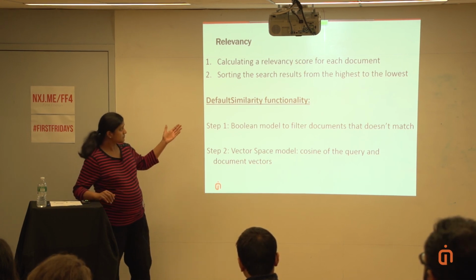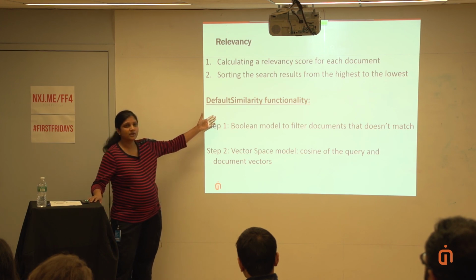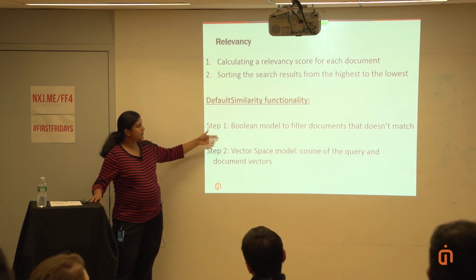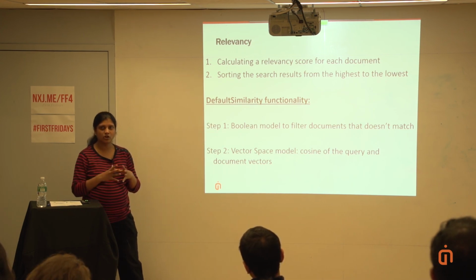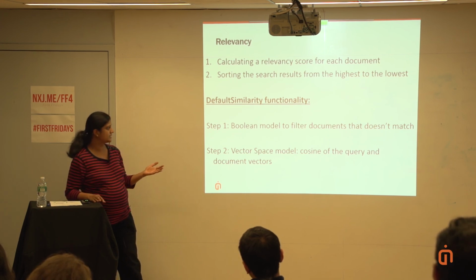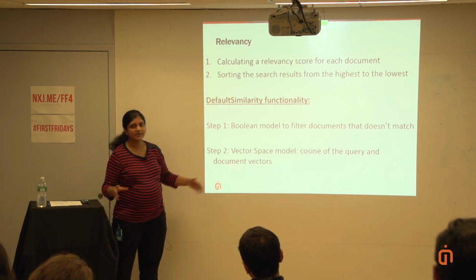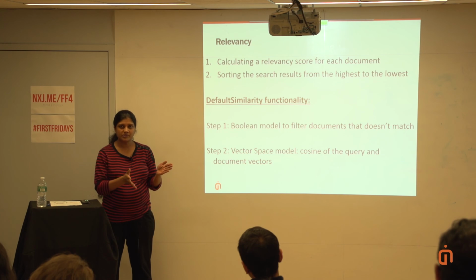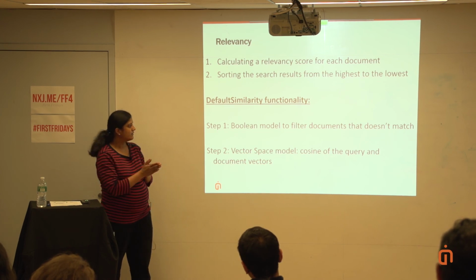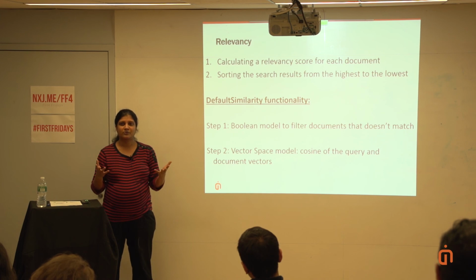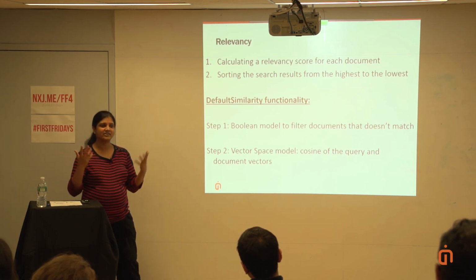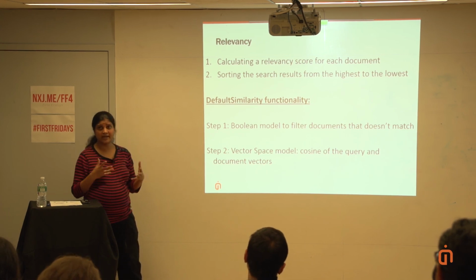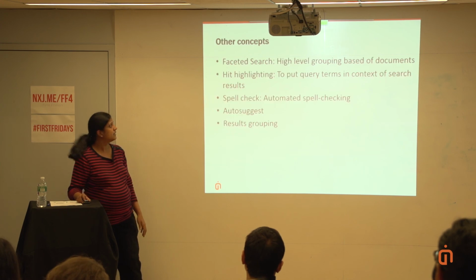The most fundamental class which Solr uses is the default similarity class, and what this does is apply the Boolean model to first find the matching documents and leave out all the unmatched documents. Then it applies the vector space model to compare the query terms with the terms of the returned documents and find the most relevant ones. We don't have to go more in depth, but at a high level I thought it would be good to know the steps applied to find the most relevant documents.